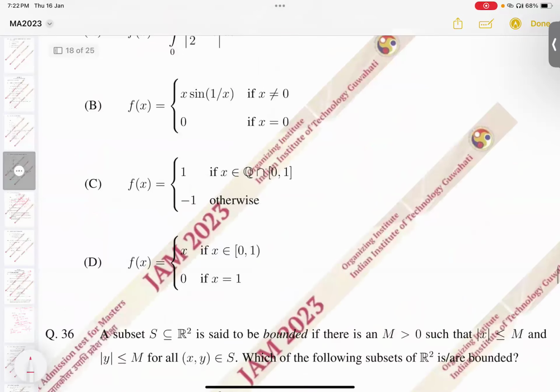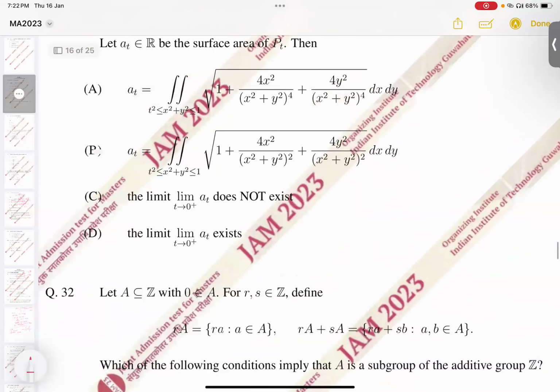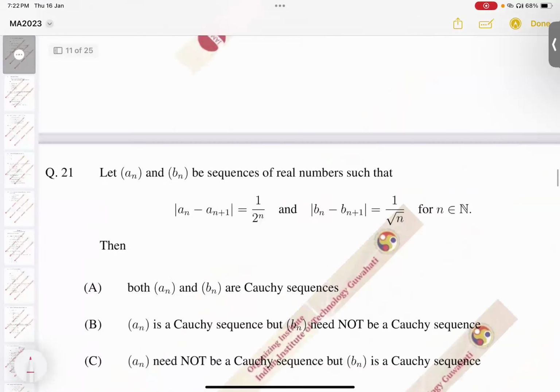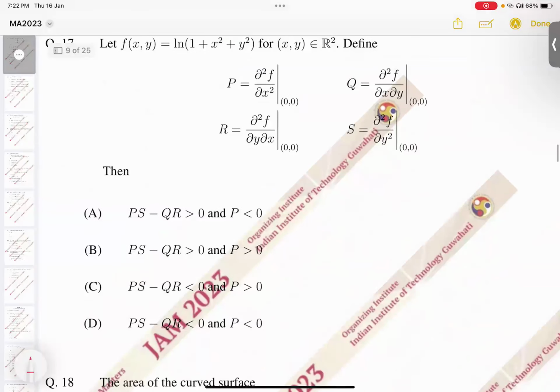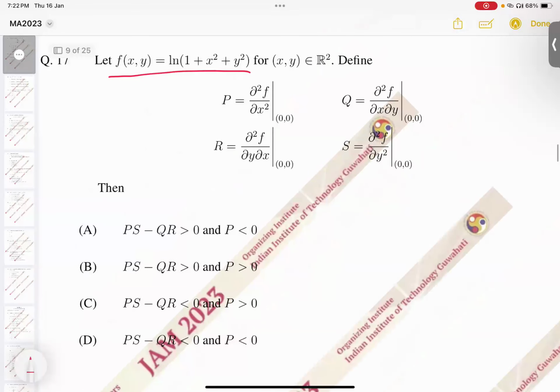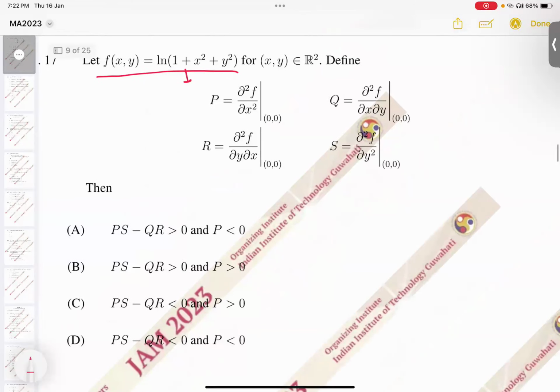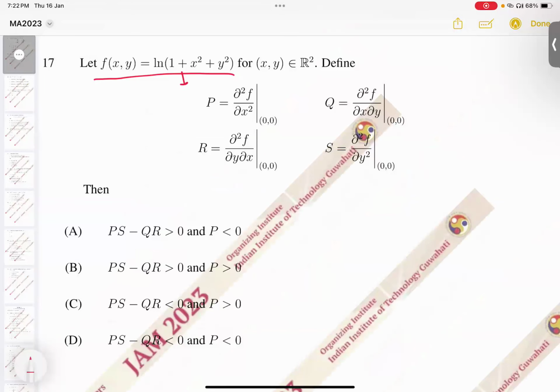Now let's see some other questions in this paper. 2023. Okay, you can try this part. Your function is this one, f of x, y equals ln of 1 plus x square plus y square. This function is actually continuous and the partial derivatives always exist. So you can directly calculate these partial derivatives and try to find which option is correct. There is no need to check whether the partial derivative exists or not. Simply calculate. If you are calculating del f upon del x, you just calculate df upon dx and treat y as a constant. You can do that.